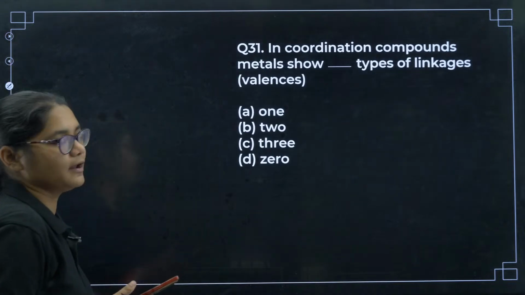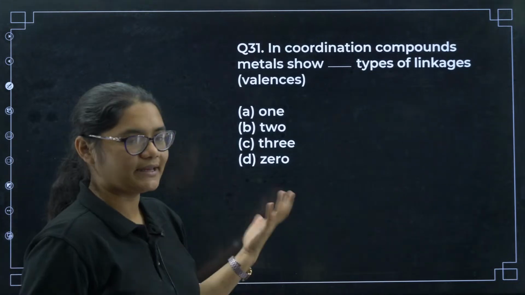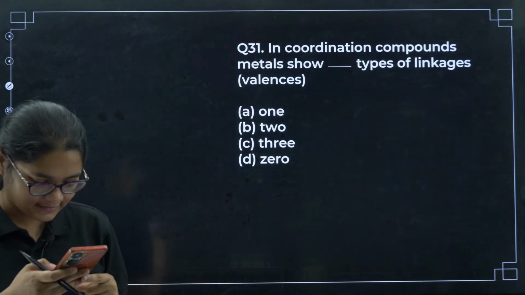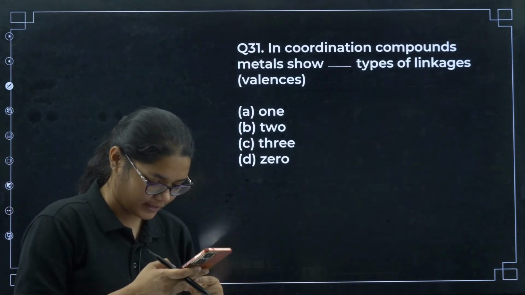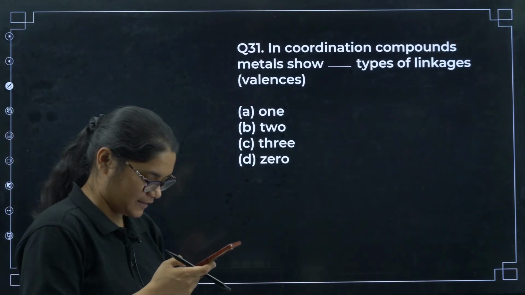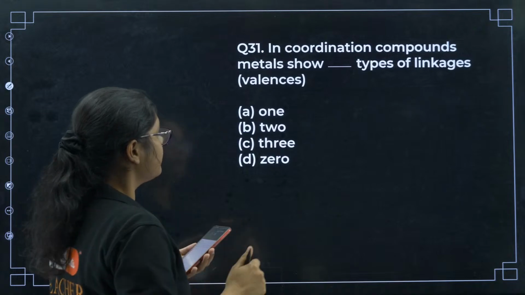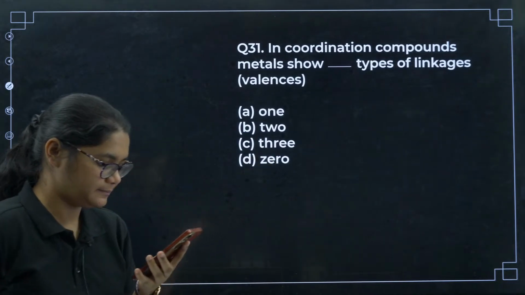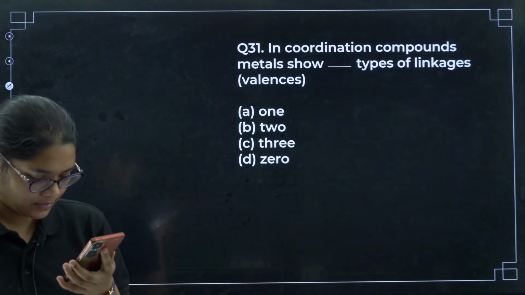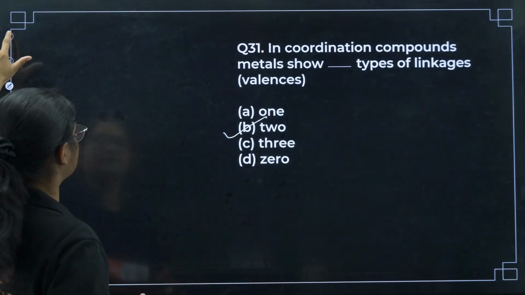Next, question number 31. In coordination compounds, metal shows dash type of valencies. This is a very easy, Werner's theory question. Yes, Anupam, this is for the board. Okay, so Yashwant has seen it from NCERT. No problem Yashwant, now you will remember it forever. Bharat has also seen it from NCERT. Okay, fine. Now answer this question. This is a very direct question. Yes, 31 is B, primary and secondary valencies.